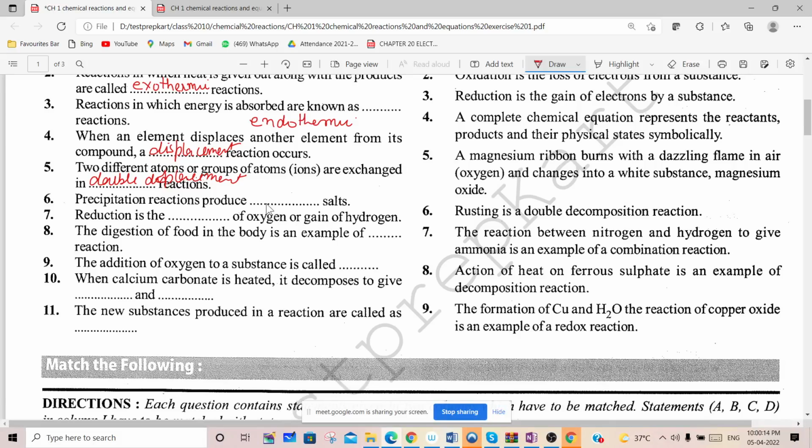Precipitation reaction produces what? Insoluble products, which are not soluble. That is why they keep on floating, right? Okay. Seventh, I have not done. Wait. Reduction is the removal or loss of oxygen and gain of hydrogen. Okay.